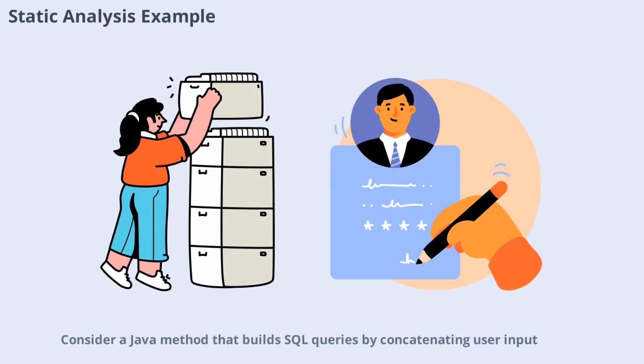Consider a Java method that builds SQL queries by concatenating user input. The static analysis skill immediately flags this as a vulnerability. Claude then rewrites the code to use parameterized queries, eliminating the risk of SQL injection. This automated review process ensures your code is secure by default and integrates seamlessly with your existing Java toolchain.